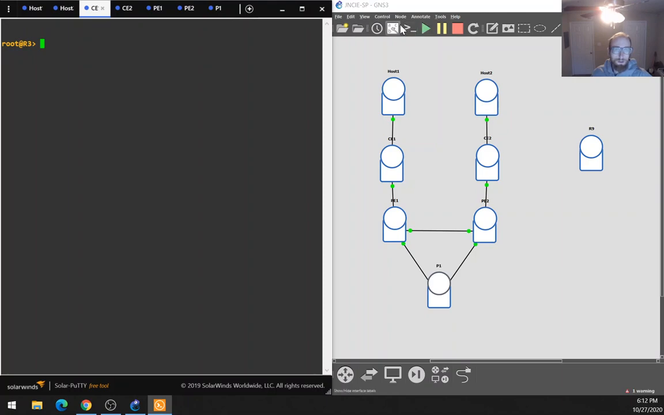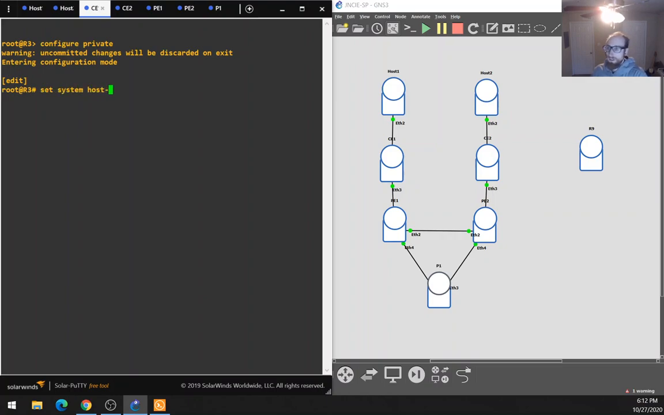Okay, let's get our labels up. So CE1, set... okay, that looks good to me.